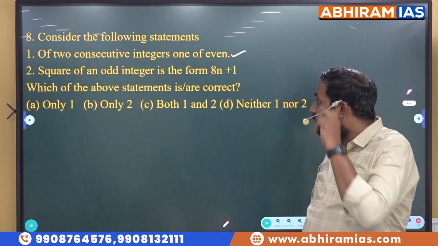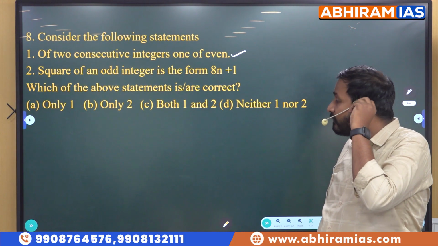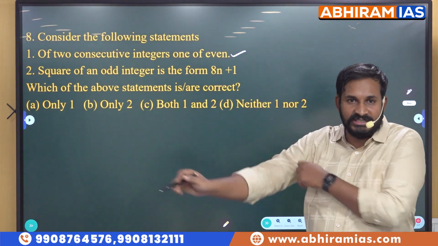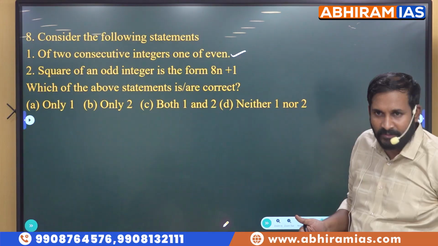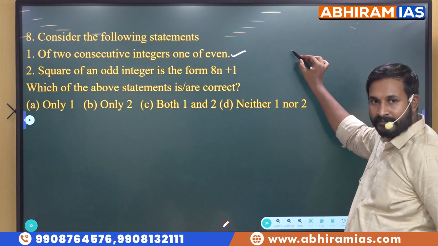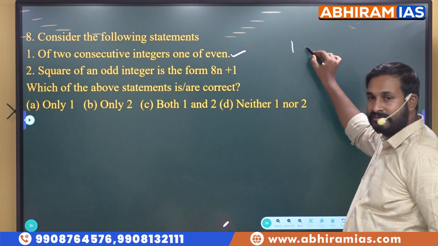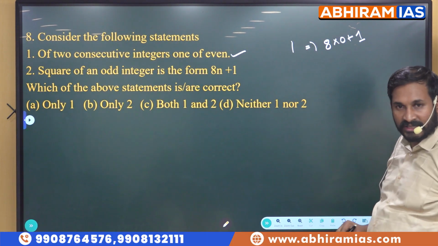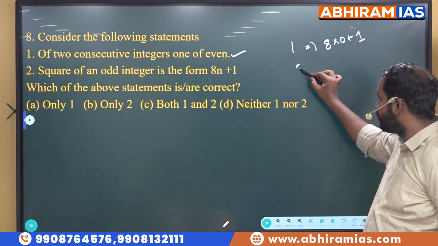Okay, next. The square of an odd integer is of the form 8n plus 1. We will see. Odd integers, randomly we will take as examples. Let us start taking from 1. 1 squared is 1. I can write this as 8 into 0 plus 1. Yes. Next odd number, that is 3.